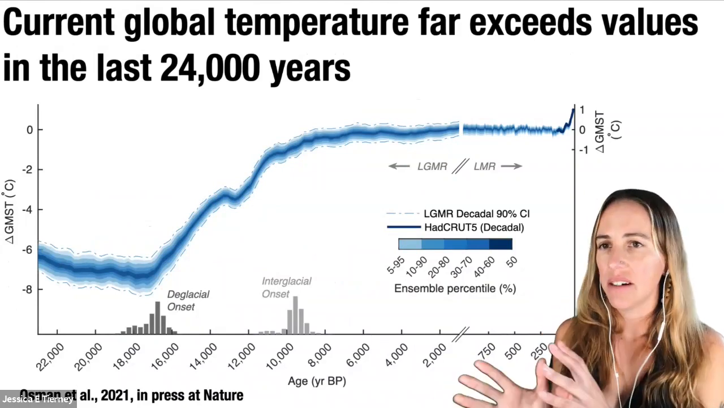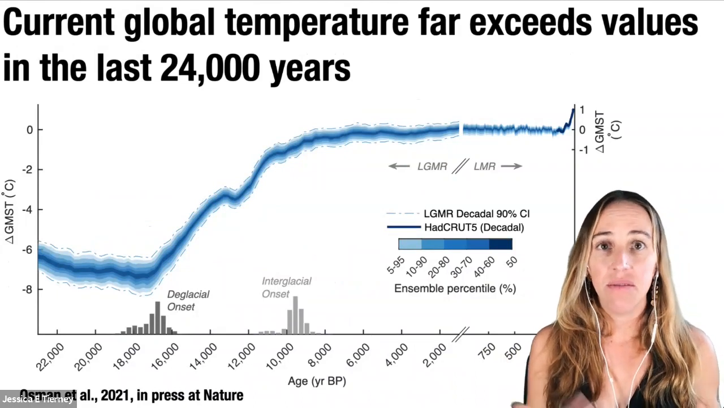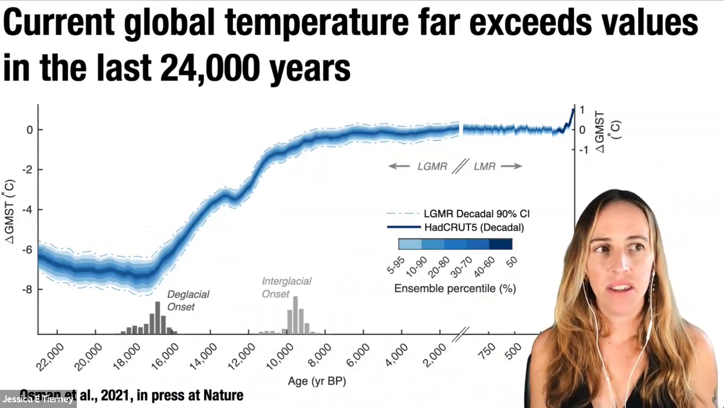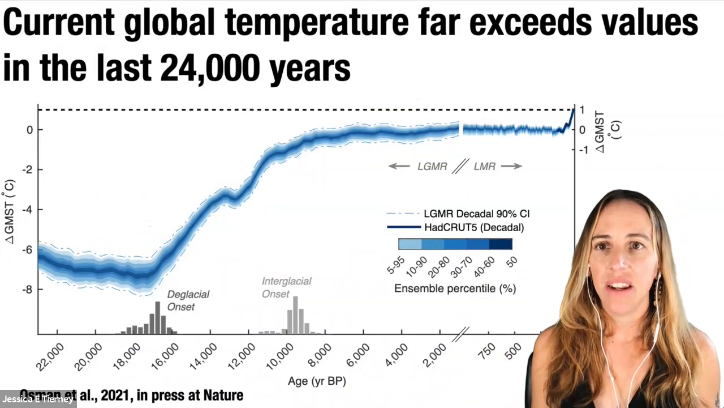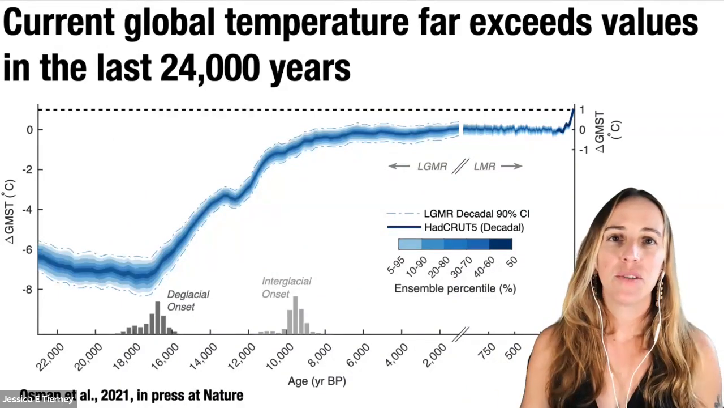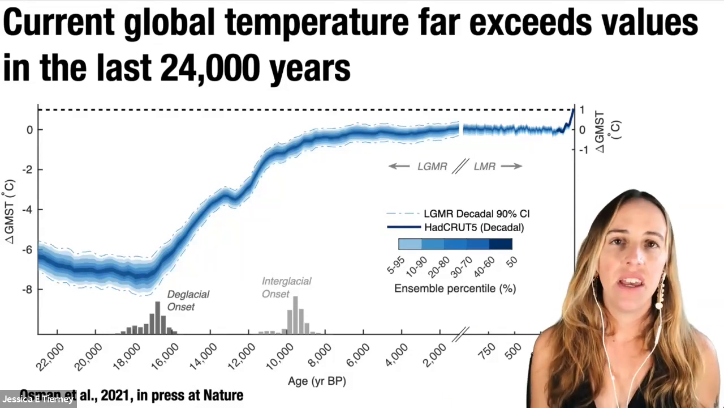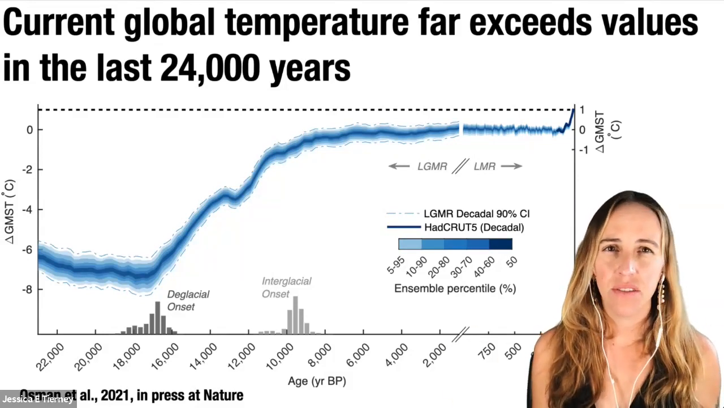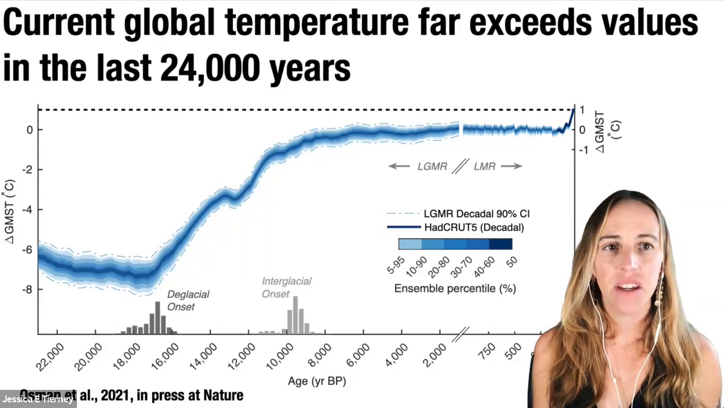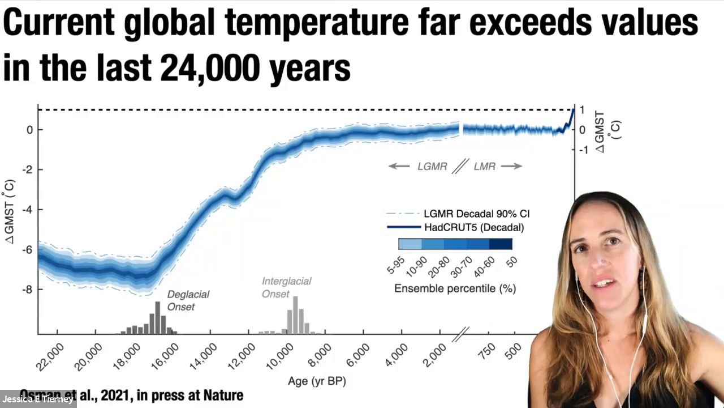So looking again at our global curve, one of the things that really stands out is that it's very clear that the most recent warming, in the most recent decade, 2010 to 2020, far exceeds any values of global mean surface temperature we've seen in the last 24,000 years. It just exceeds every percentile.